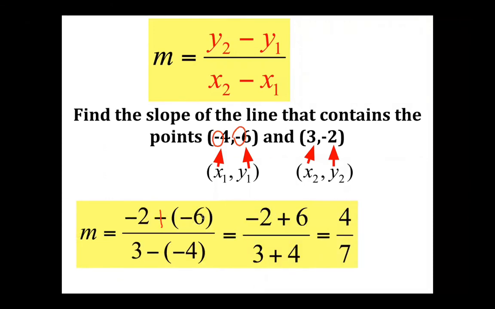4. And as for the bottom, you have 3 minus -4. The negatives will cancel, and you'll just get 3 plus 4, and that'll give you 7. So your slope would be 4/7, and it can't reduce any further. So that is your slope.